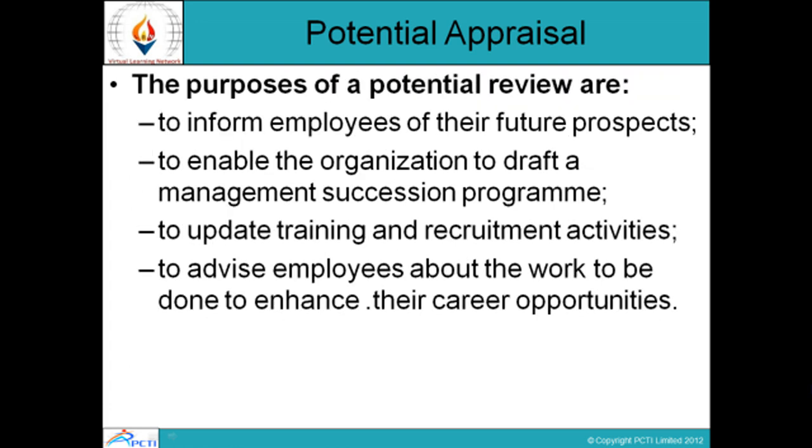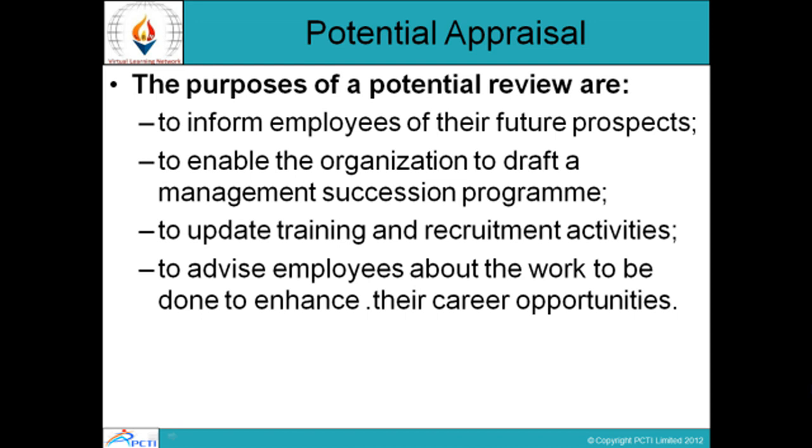Then the purposes of potential reviews. They inform employees of their future perspective. That is the first purpose: make them aware and help them analyze the future. They can understand what the future perspectives are in the respective position.